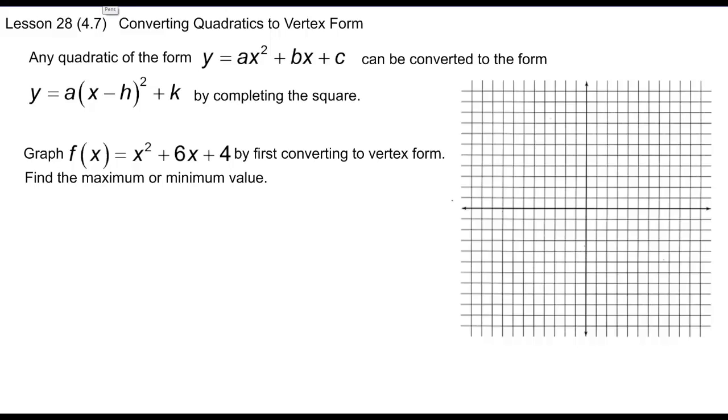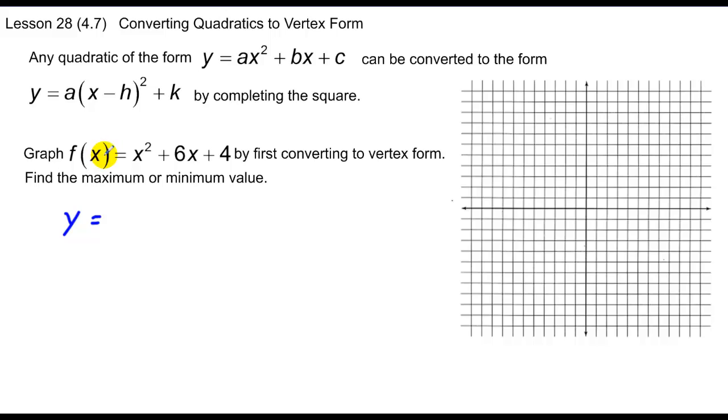Now, if you remember, in completing the square, the first thing we've got to have is a coefficient of 1 in front of our x squared, and we do. We can call f of x equal to y. It really doesn't matter. And what I'm going to do is isolate my variable terms, because that's what we did when we completed the square.